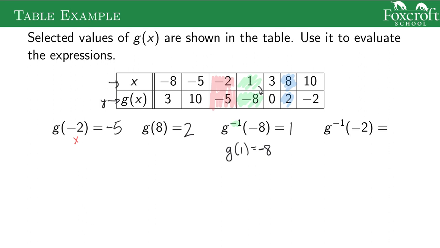And that's one. G inverse of -2. And -2 is the output. And that gives me the input 10. That's because g of 10 is -2. All right, so you don't have to write what I wrote on the bottom. You just have to say the answer. Those are the answers.